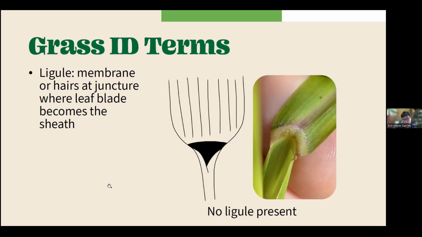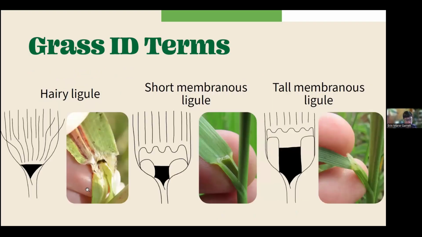So this is what it looks like when there's no ligule present. And here are three examples of what it looks like when you do have a ligule present. So on the left, this is a hairy ligule here. These are, I would describe them as velvety hairs. If we were able to be in person, you would feel that texture on there, but sometimes they can be bristly, they can be short, tall, different options. Membranes are going to be on the right, and I usually classify them as short or tall. Again, keeping it really simple.